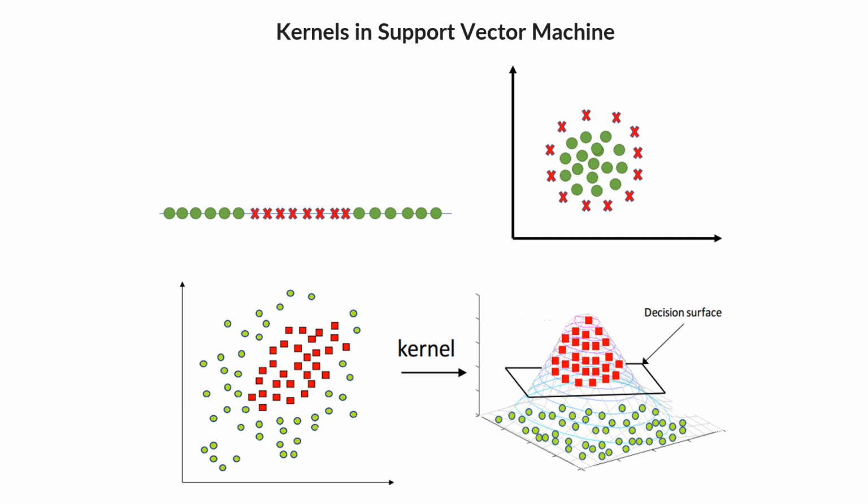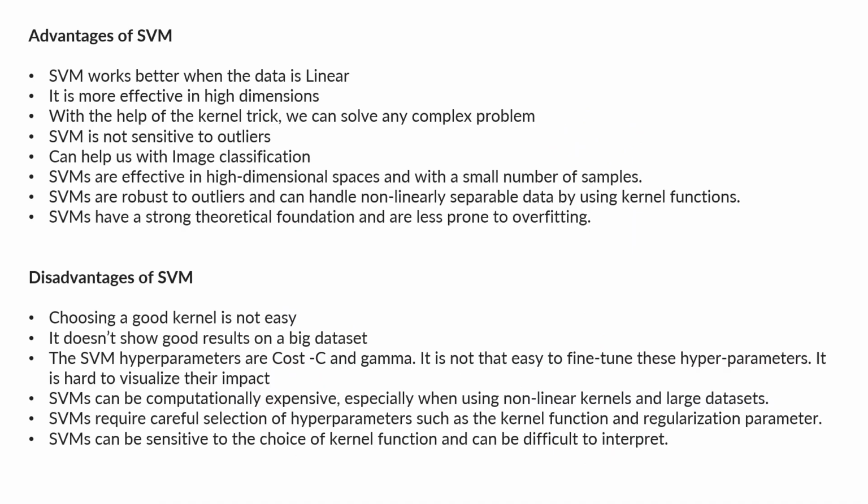Now, what are the advantages of SVM? SVM works better when the data is linear. It is more effective in high dimensions. With the help of the kernel trick, we can solve complex problems. SVM is not sensitive to outliers and can help us with image classification. SVMs are effective in high-dimensional spaces and with a small number of samples. SVMs are robust to outliers and can handle non-linearly separable data by using kernel functions.